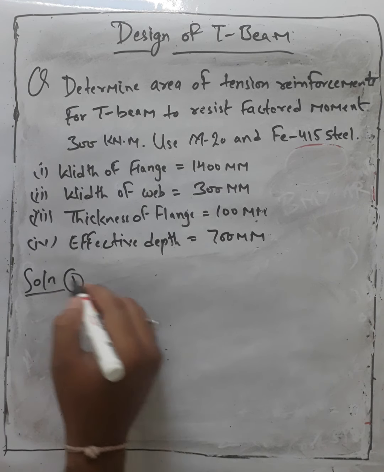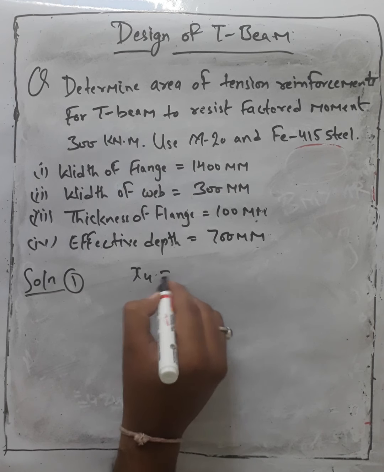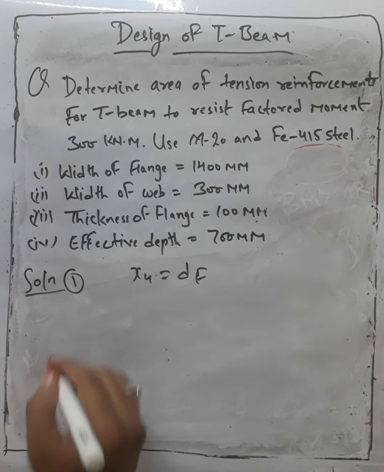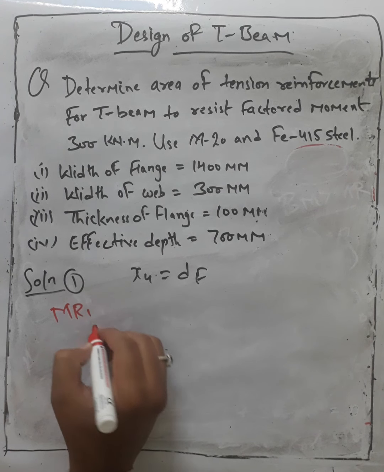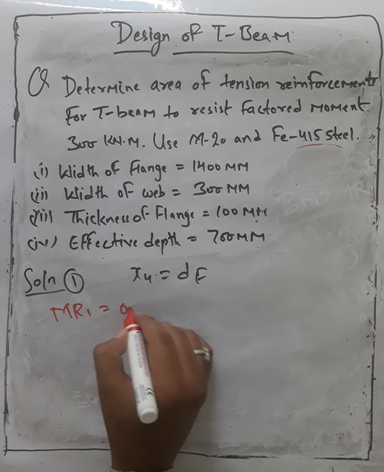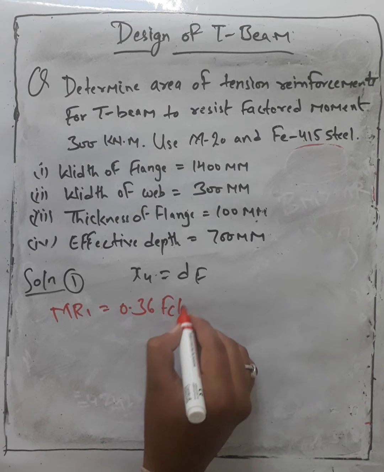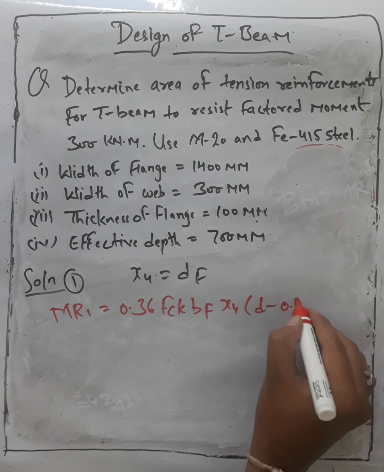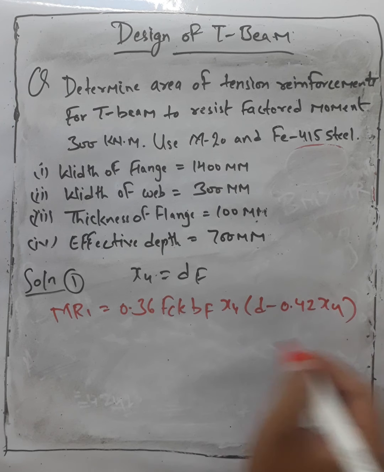So step number 1, in which we assume xu is equal to Df, because we have not been given xu, and for finding the Ast we need xu. That's why here we take xu is equal to Df. So first we have to find the xu. For that you require moment of resistance. So we have one formula for moment of resistance is equal to 0.36 fck bf xu (d minus 0.42 xu).